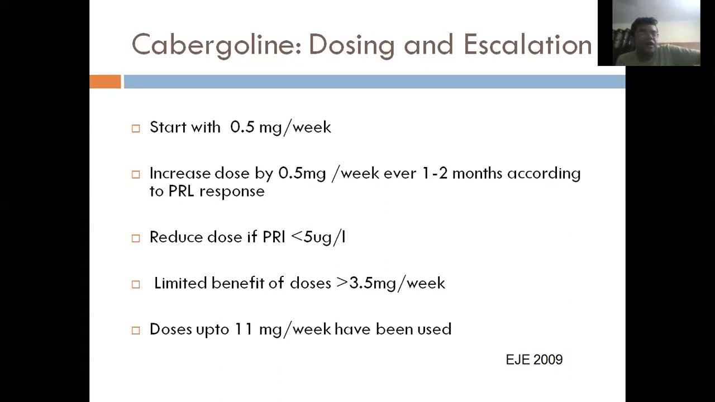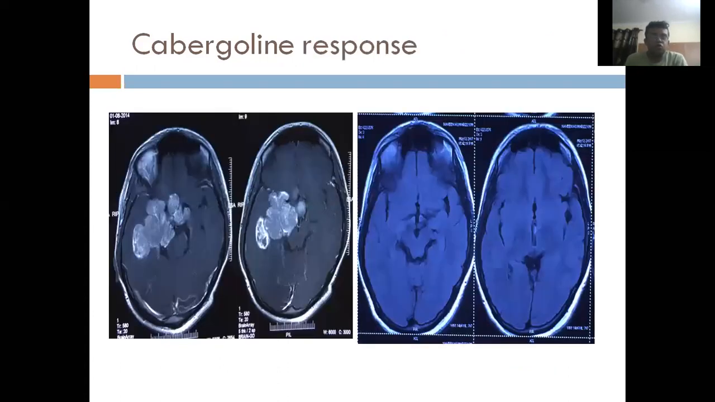If it is less than 5, then you reduce the dose, but you should keep it in the normal range, close to 5. And you can go up to as high as 11 milligram per week, very rarely, which is required in very large tumors, but generally 1 to 2 milligram per week will do the trick for most of the patients. So now this slide is just to show the wonders which cabergoline can do in a prolactinoma.